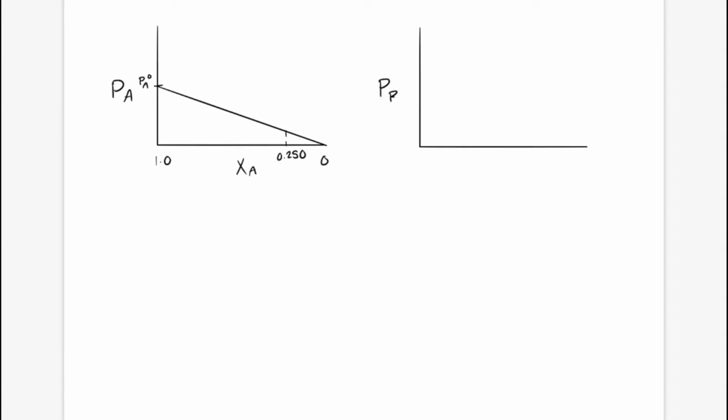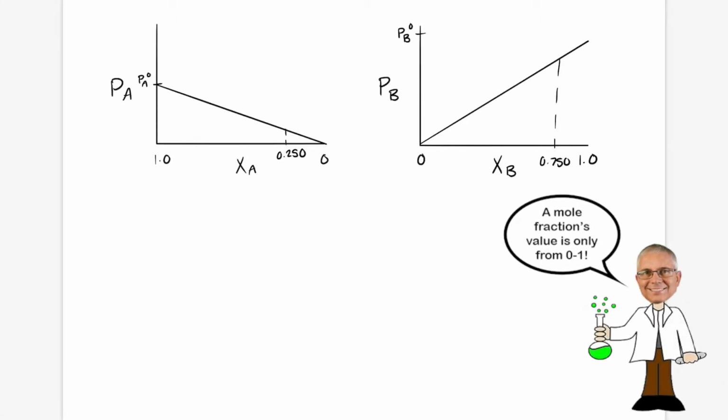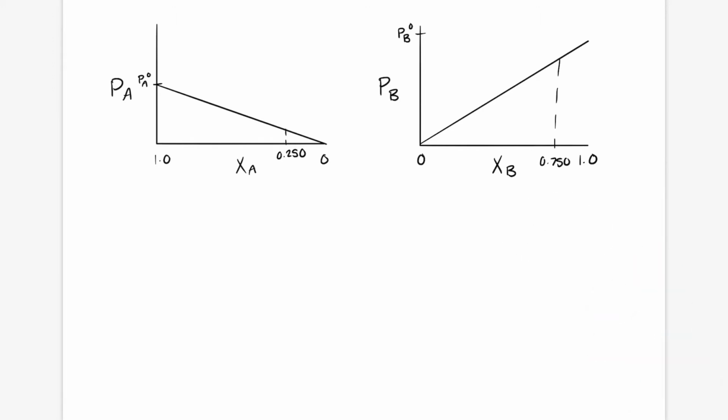Now let's think of the vapor pressure of B on its own graph. This time the x-axis is the mole fraction of B in solution from 0 to 1 instead. You'll see why we do this later on, but the y-axis is vapor pressure. This is the vapor pressure exerted by B over the solution.